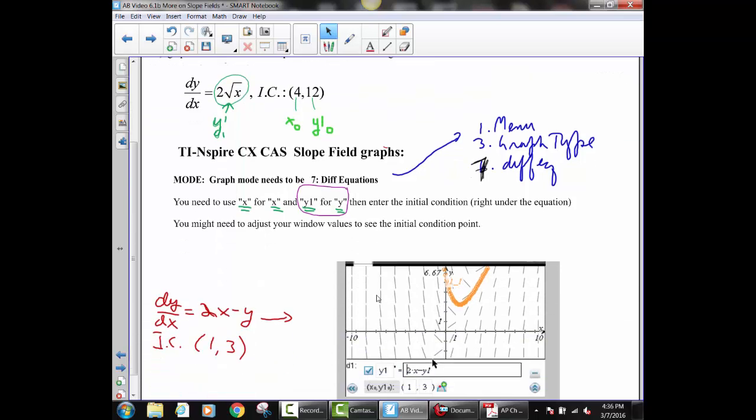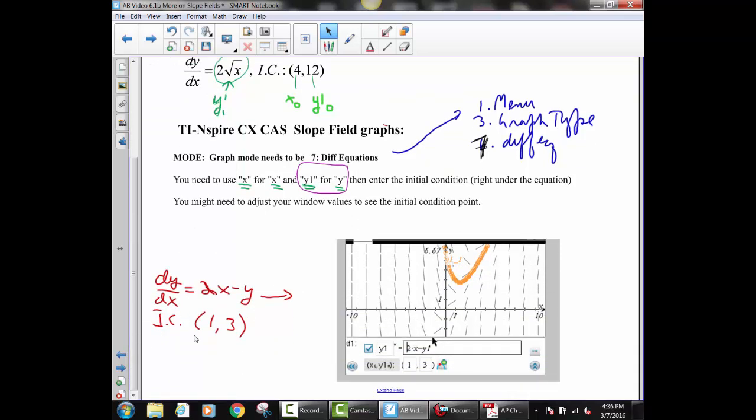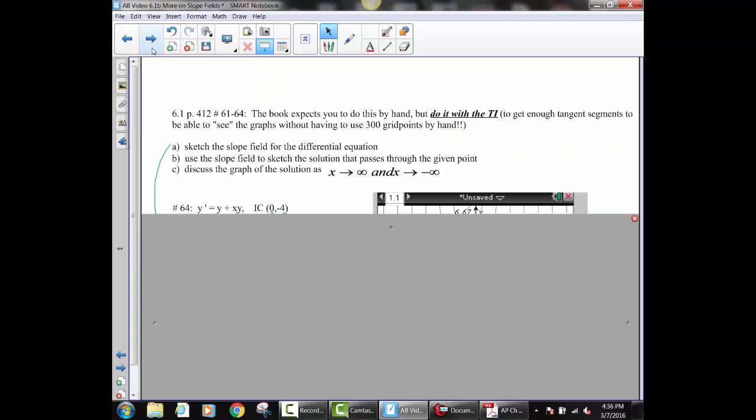And here's an example where I graphed dy/dx equals 2x minus y, and this is the slope field for this differential equation. And this yellow graph right here is the specific solution, the particular solution that goes through that initial condition. So if you go to the point (0, 13), you're right there, and if you follow the little lines, that's where you would be. Notice I had to enter the function not as 2x minus y, but as 2x minus y1. And then you just tab down and enter these values right here. Okay?